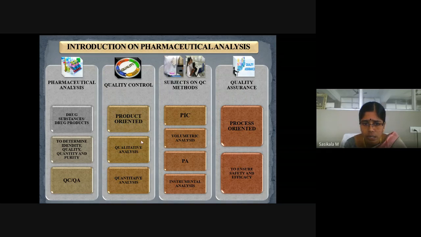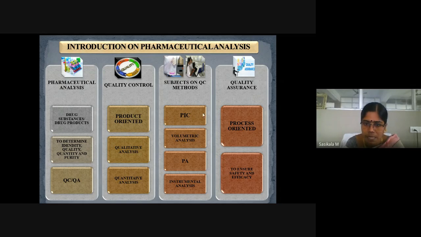This qualitative and quantitative analysis is studied by means of two broad courses. In the first year you would have studied PIC, pharmaceutical inorganic chemistry, where you should have followed volumetric analysis like titrimetric analysis. These are all the basic pharmaceutical analytical methods to quantify and to check the purity of drug substances. You should have done assays to determine percentage purity. That experiment tells about the determination of purity of a drug substance through volumetric analysis.